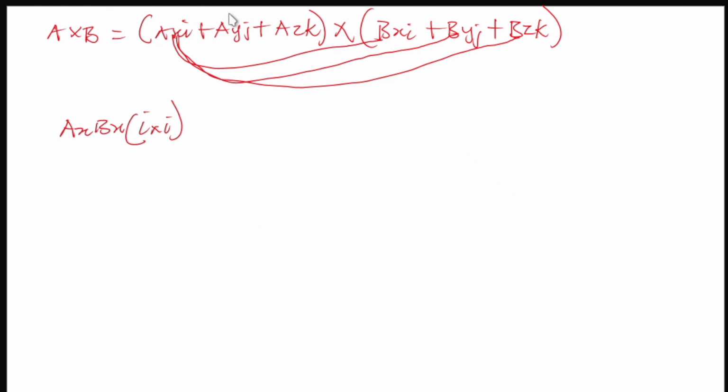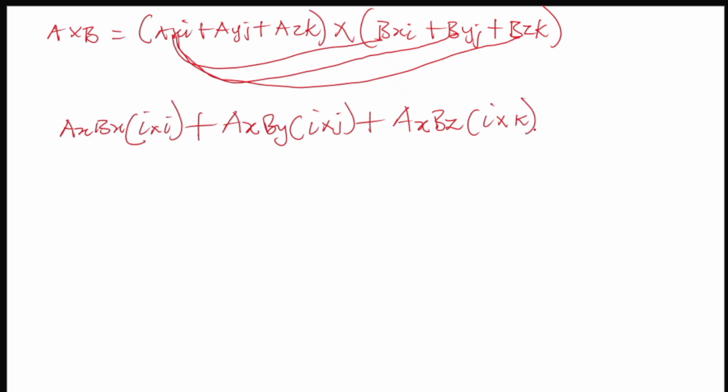Now, what's the next thing? The next thing is to move over to the second parameter here. The second parameter is BYJ. So you are using AXI to multiply with BYJ. So that will be plus AX, BY. And what's your unit vector? I cross J. Are we together? Now apply the same thing with the next parameter there. So you simply have AX, BZ multiplied by your I cross K. Are we together? So we are basically done with the first one.